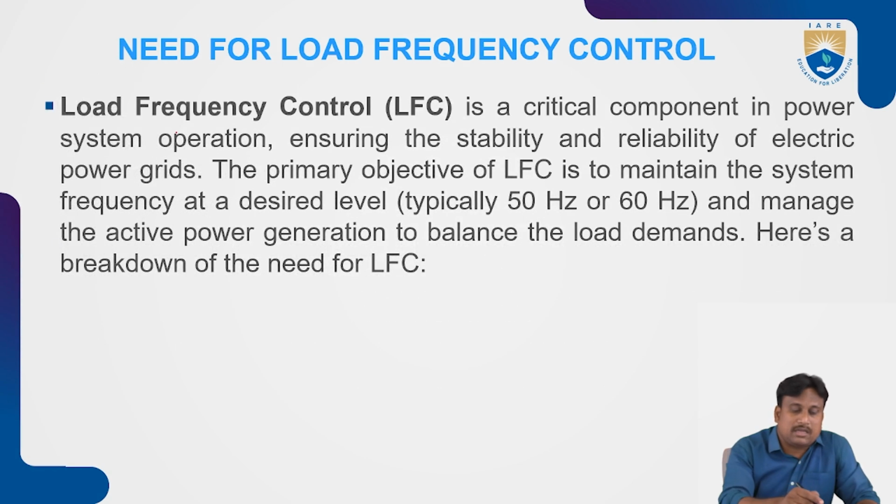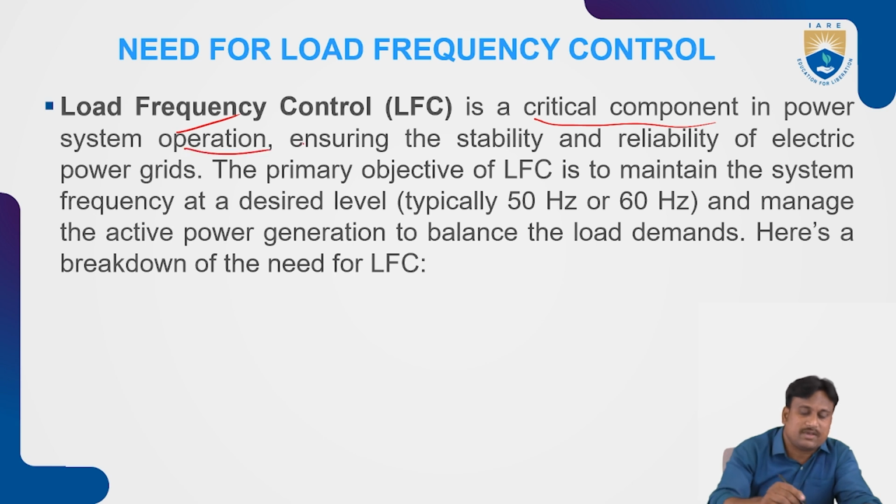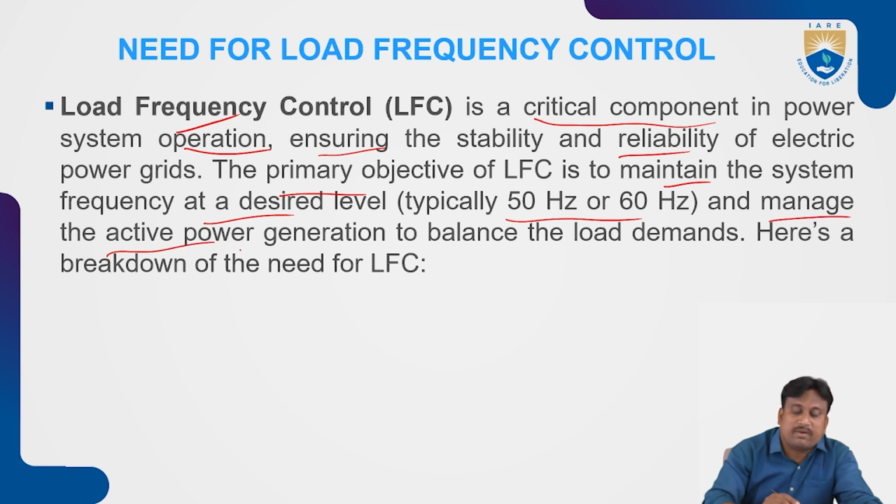So coming to this, load frequency control is treated as a critical component. That means it may be treated as one of the complex components in power system network operation, which ensures the stability and reliability of electric power grids. Here the primary objective of load frequency control is to maintain the system frequency at a desired level, which is about 50 Hz or 60 Hz. So this manages the active power generation to balance the load demand.